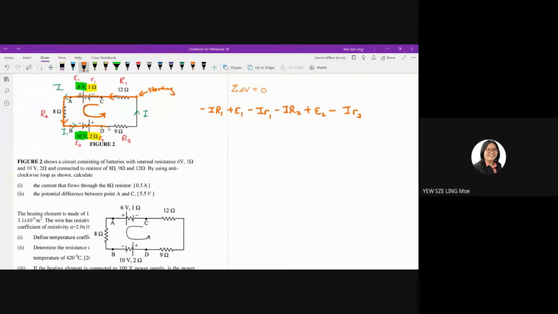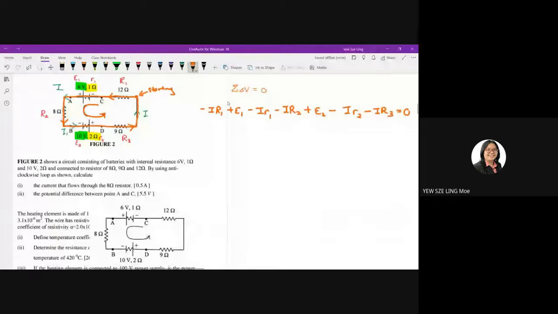So it keeps moving, and now I've come to R3. When I pass through R3, once again, the traveling direction and the green current are both pointing towards the same direction. So once again, it experiences a potential drop, minus IR3. After that, I keep moving, and pop, I'm back to my initial position, my starting point, which indicates that that is the end of my journey. So it equals 0.